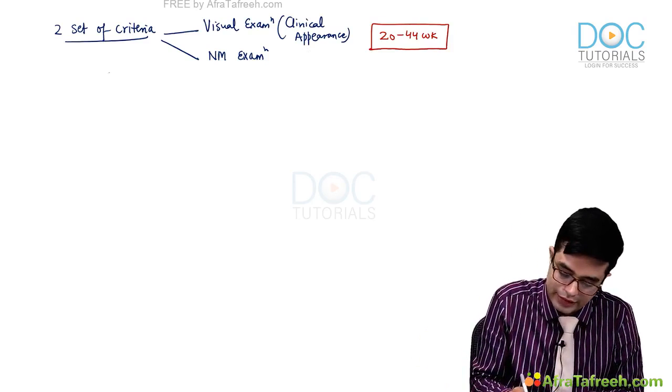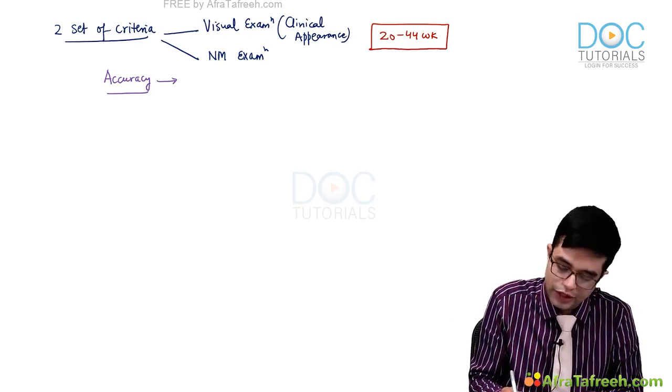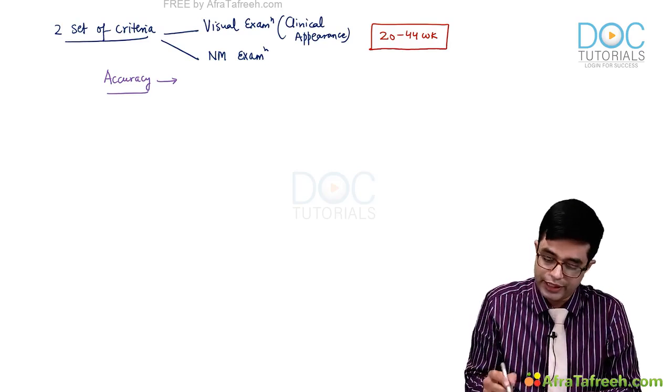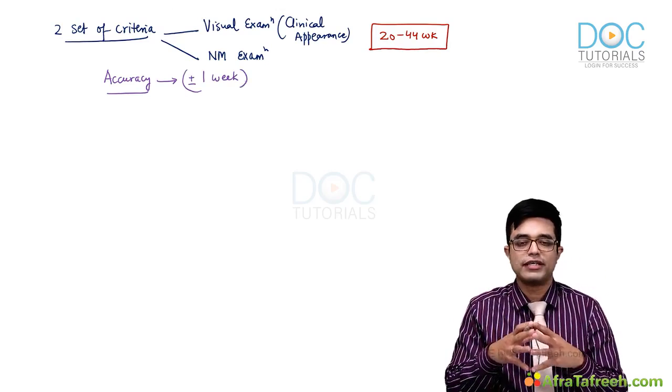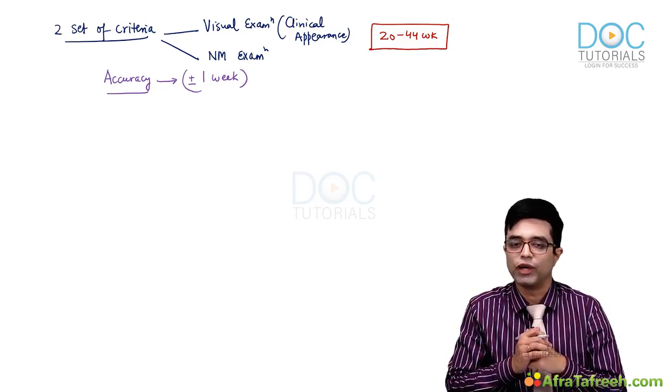What is the accuracy of this new Ballard score? Accuracy, according to O.P. Ghai, according to the American Academy of Pediatrics, is plus minus 1 week. So it can fairly tell about gestational age with an accuracy of plus minus 1 week.